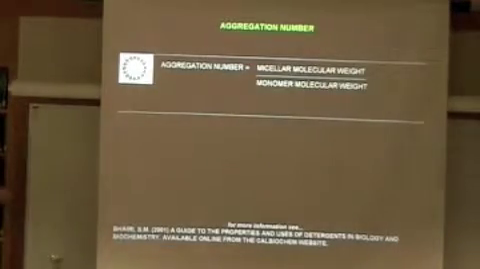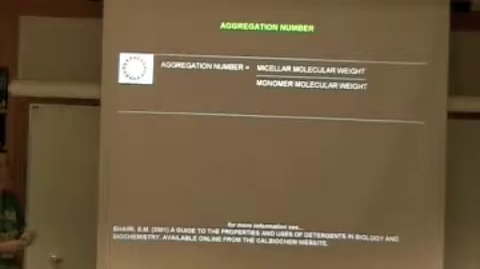Okay, the next point is the aggregation number, and effectively the aggregation number is the number of molecules that are contained within a micellar unit of a detergent. On its own, this is effectively a property that can be used to calculate the critical micelle concentration of a detergent.